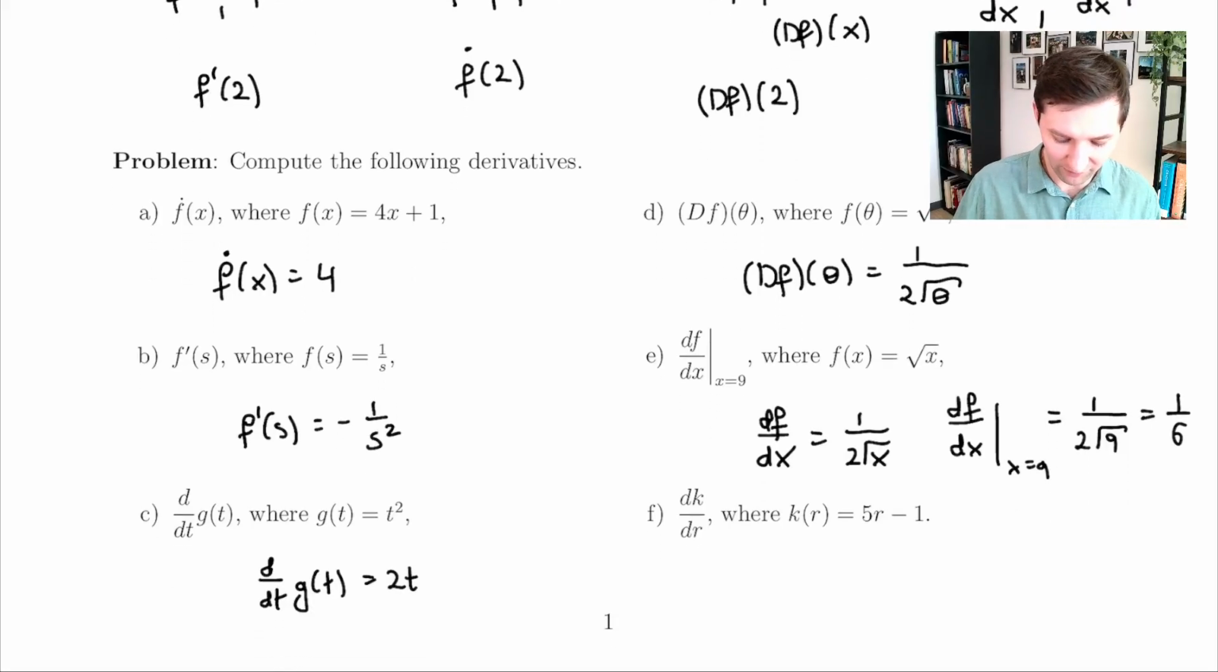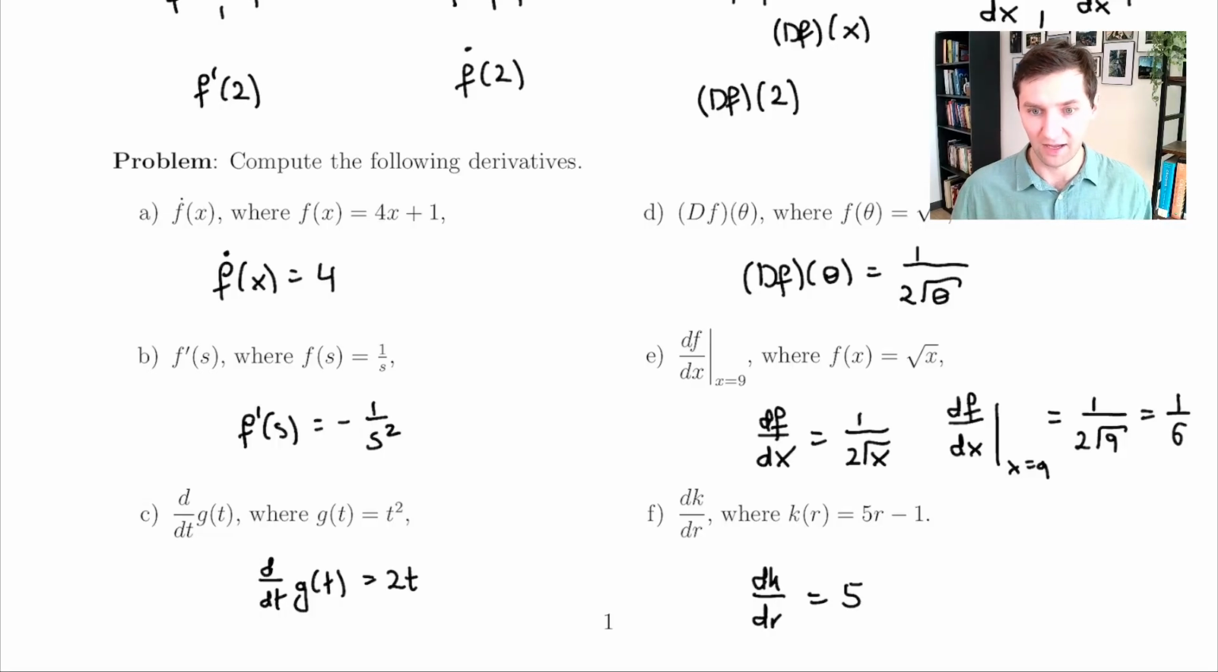Finally, I'm given the function k, where the variable is r, and this is a linear function, and I must find the derivative of k with respect to r. So I get that the derivative of k with respect to r is the constant function 5. The derivative of a linear function is the slope of the linear function.